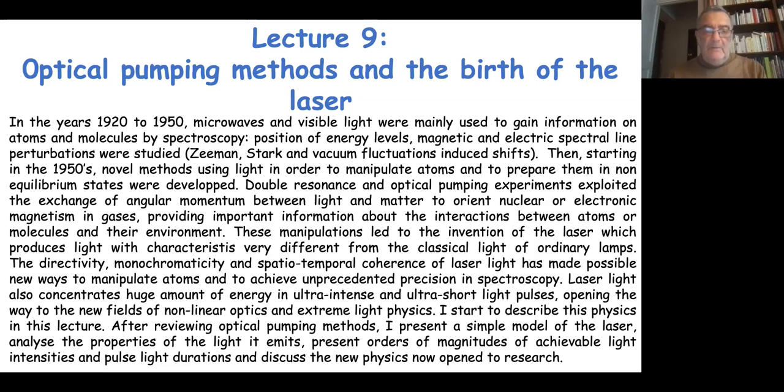So in this lecture, I will describe the laser and the main properties of its light. I will insist on the monochromaticity and the spatiotemporal coherence of laser light, and explain how these new features have made it possible to manipulate atoms and to achieve unprecedented precision in spectroscopy. I will also insist on the fact that laser light can concentrate a huge amount of energy in a very small surface and in a very short time. This leads to strong nonlinear effects in quantum optics, and also to the possibility of making experiments called extreme light experiments. I will present orders of magnitude of achievable light intensities and pulse durations, and I will discuss the new physics which is now open to research.